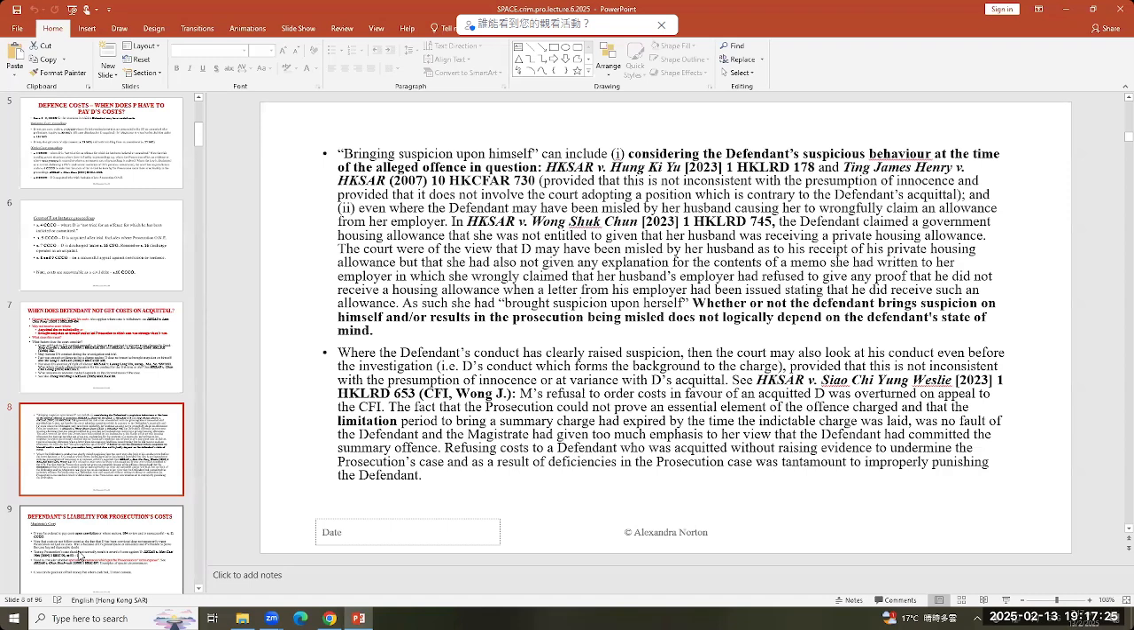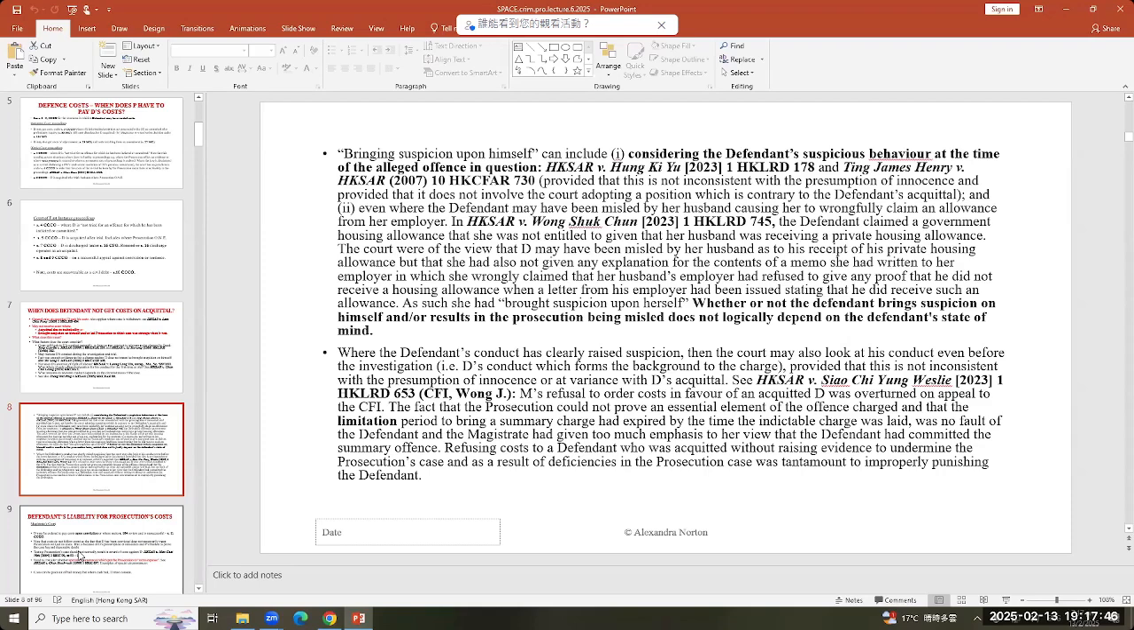And she'd even written a letter stating that his employer was not prepared to issue a letter from the employer to say that he wasn't receiving an allowance. And that wasn't actually true. So she brought suspicion upon herself by making inconsistent statements.